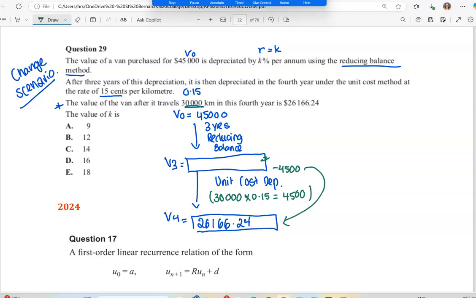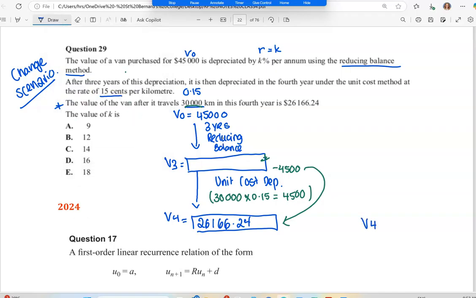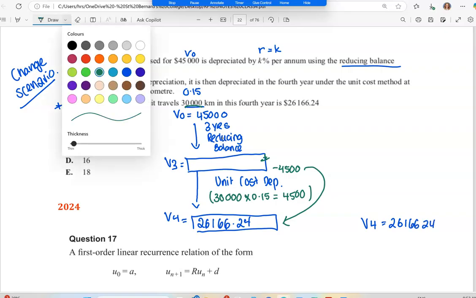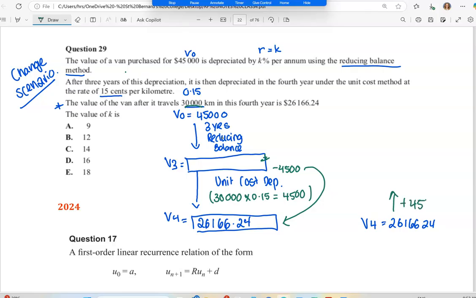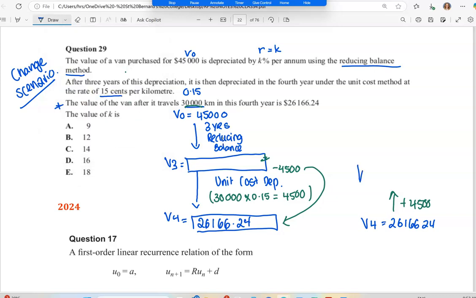So how would we go back to that? We'll add it. Just to show you, I'll do it over here on the side. V4 was 26,166.24. I know if I add that 4,500, that's going to give me the V3, which was missing. So if I add 4,500, I end up with this value. So now I know V3, and I also know what V0 was.